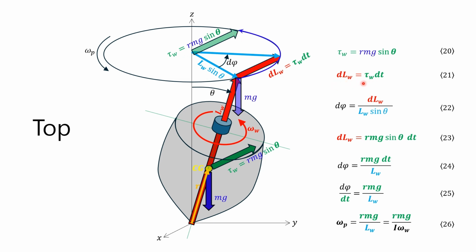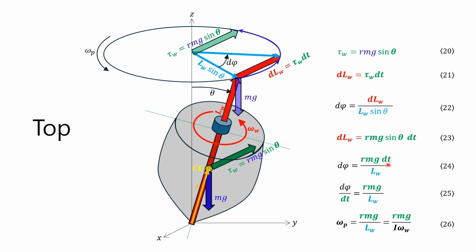Since the tip of the angular momentum arrow always tends to rotate toward the tip of the torque arrow, it performs a precession circular motion along the blue arrow in the figure, and the precession axis is the positive z-axis. From the geometric relationship in the figure, equation 22 can be obtained. By substituting tau w of equation 20 into equation 21, the infinitesimal angular momentum dLw can be expressed as equation 23. If dLw of equation 23 is substituted into equation 22, equation 24 can be obtained.